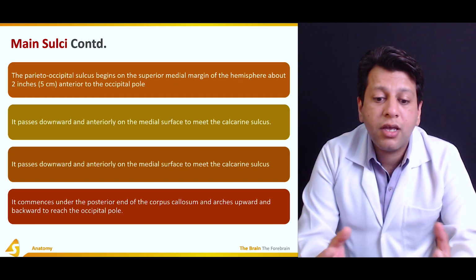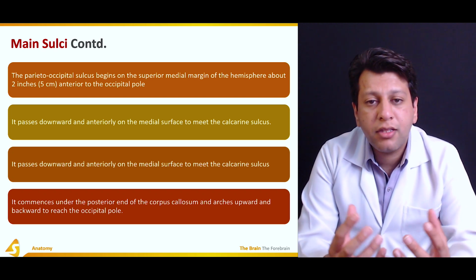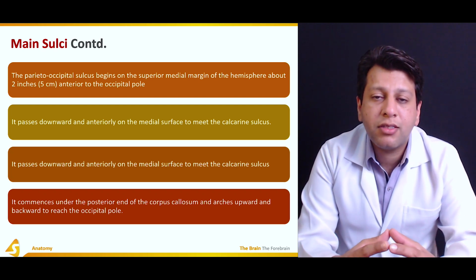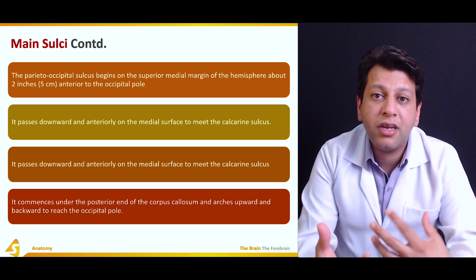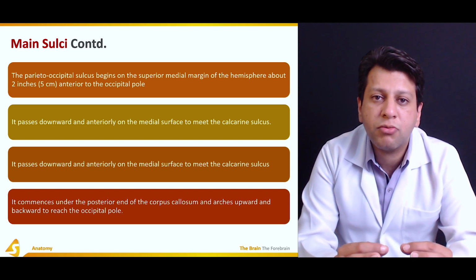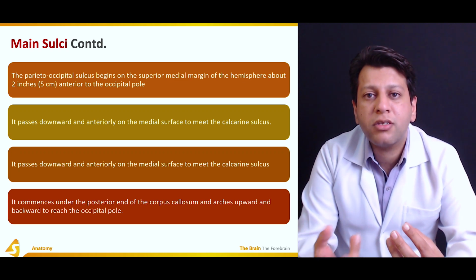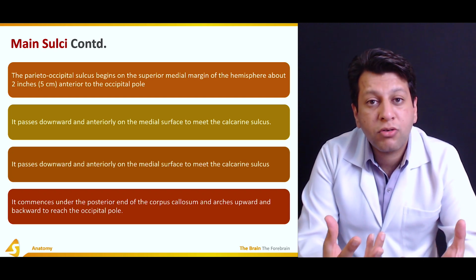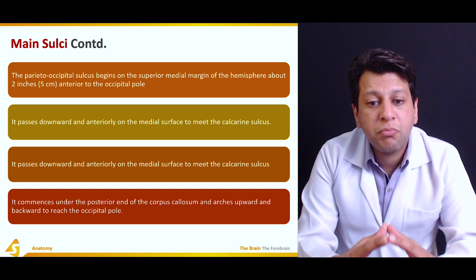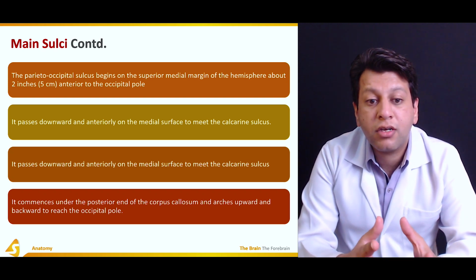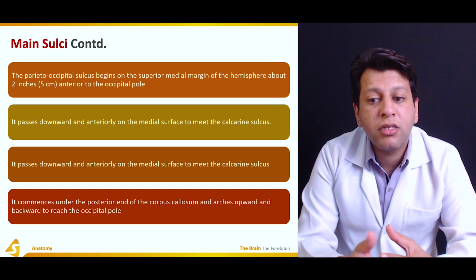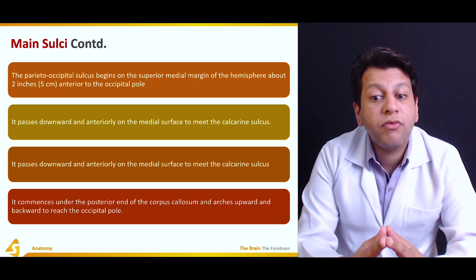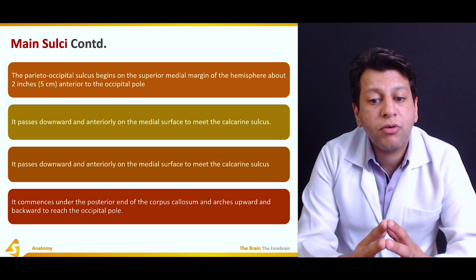Now remember, these sulci divide the brain first into lobes, and then every lobe into different regions which contain different cortices and different functions. These sulci divide them into different areas which are numbered as well. For example, there is Broca's area, and then there are areas for speech, and for comprehension, there are areas for the motor cortex, and areas where sensory information passes, and this is how the division occurs. The calcarine sulcus commences under the posterior end of the corpus callosum and arches upward and backward to reach the occipital lobe.